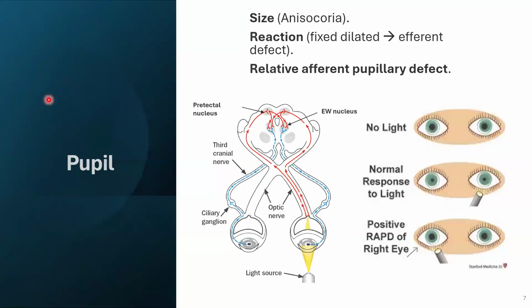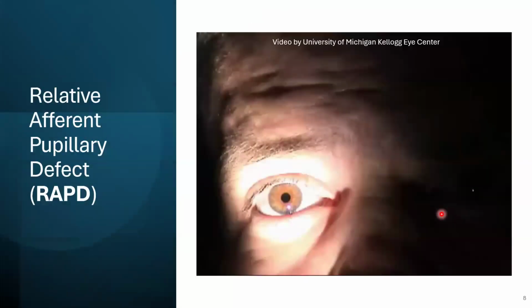So let's take this example. You can understand the relative afferent pupillary defect.